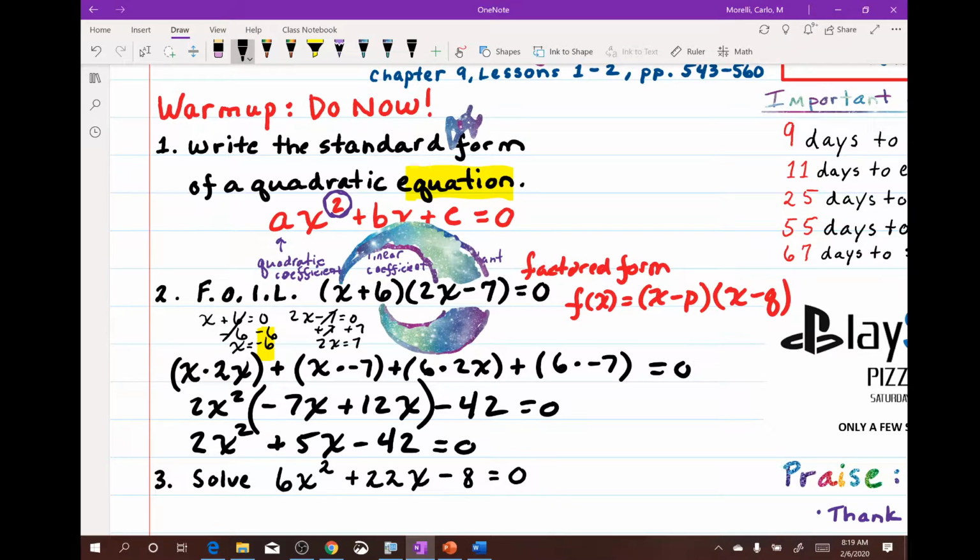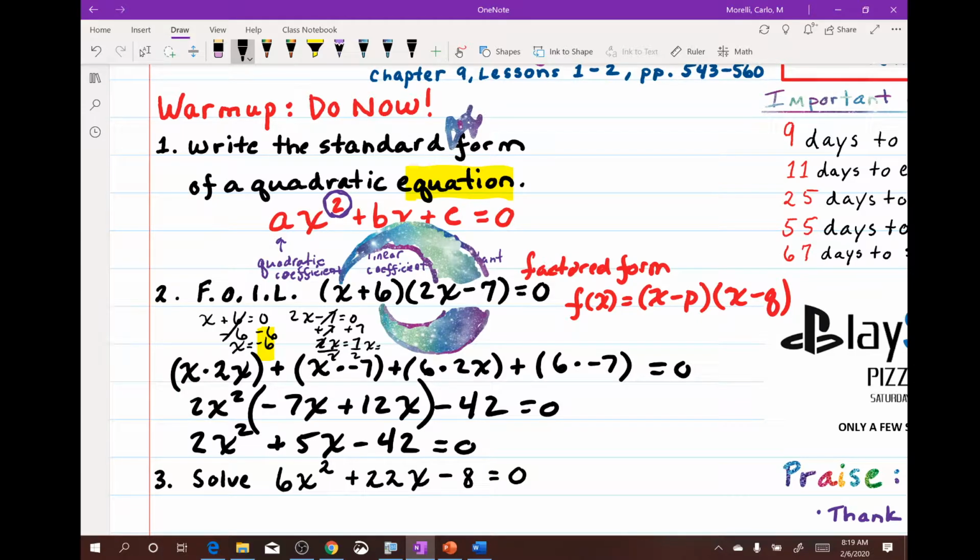Mr. Rolando, I have 2x equals 7. I want to get rid of the 2. Right now it's being multiplied by x. What should I do? Divide both sides by 2. Okay, so x equals 7 over 2.